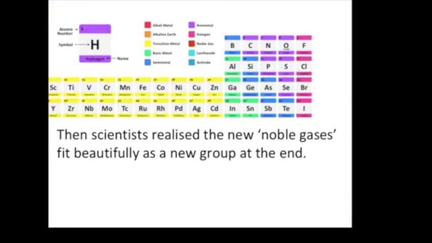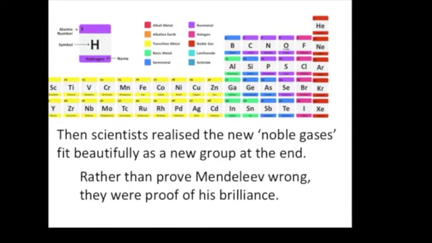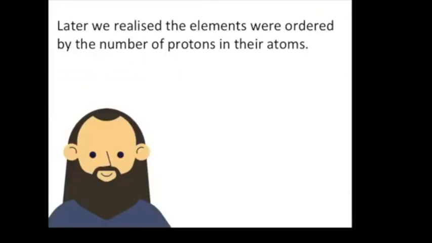Ah, no. After a little bit of work, the scientists realised that these new noble gases, as we call them, actually fit absolutely beautifully onto the end of his periodic table as a whole new group. So rather than prove Mendeleev wrong, they actually became proof that this periodic table really was a brilliant thing. Later on we realised, because we had the means to look more closely at atoms, that the elements were actually ordered, and Mendeleev had really done this, it's incredible, without knowing about protons and neutrons, by the number of protons in their atoms.